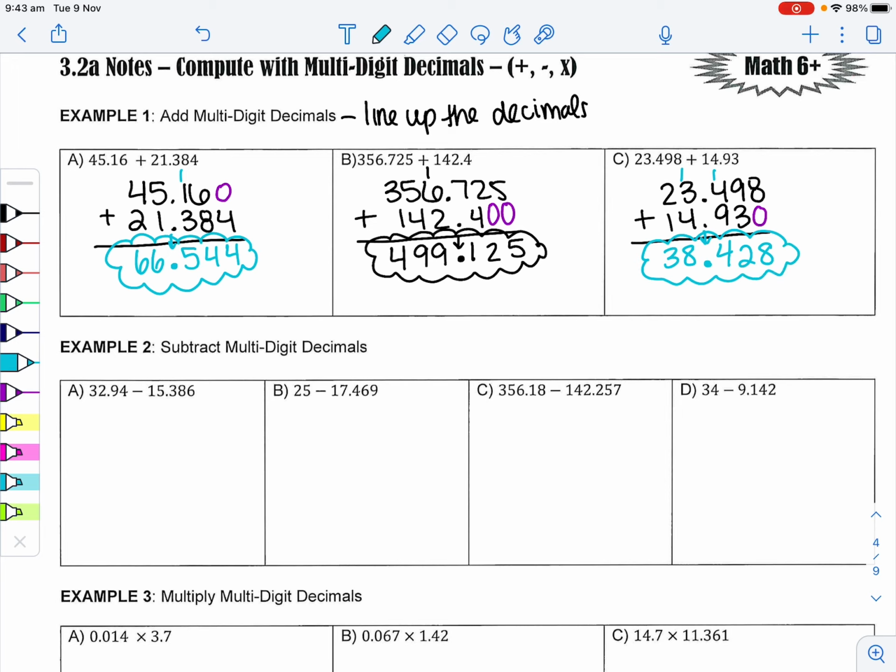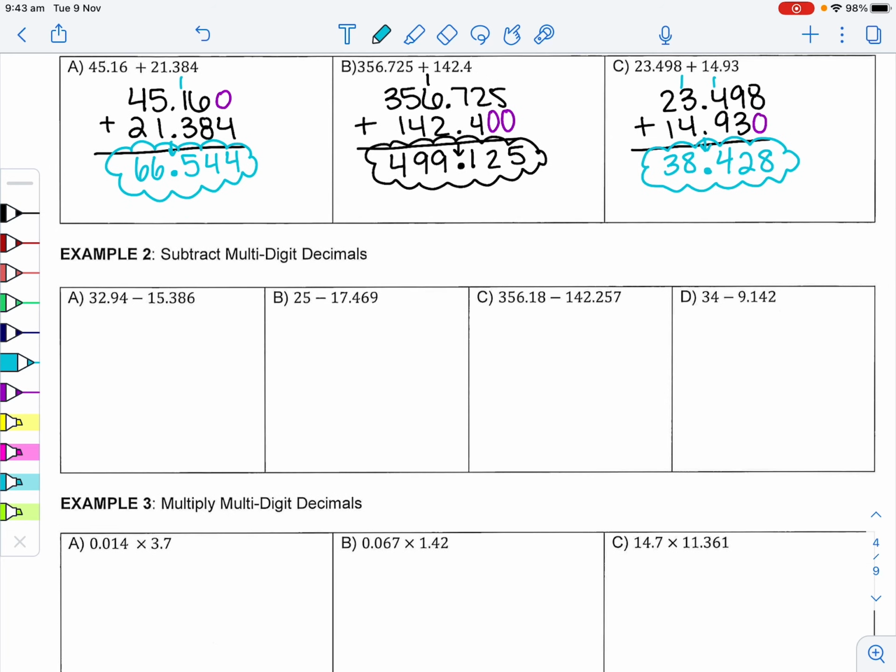Okay, so that is addition. I line up the decimals, put the appropriate zeros in if I need to line up those place values, and then add my digits from right to left. Now I'm going to look at subtraction. For subtraction, I'm going to do the exact same thing. I'm going to line up the decimals and put zeros in appropriate places to line up my place values. Sometimes you may have to borrow depending on what the number is.